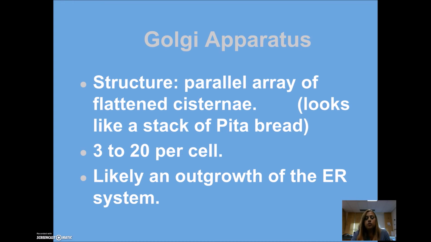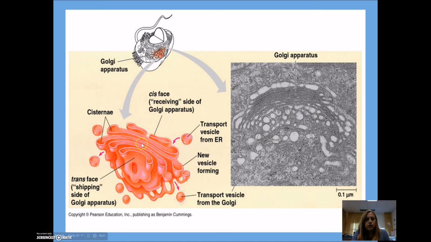And they are likely an outgrowth of the endoplasmic reticulum system, and so they are usually very closely associated with that rough endoplasmic reticulum. Here in the small diagram you can see the rough ER right there, and then the highlighted portion is the Golgi apparatus. Really it looks like stacks of pita bread. It's probably the most accurate description.